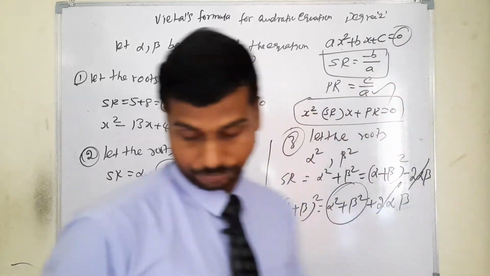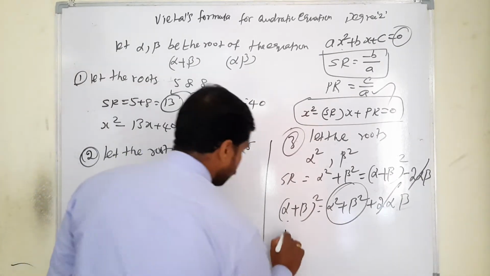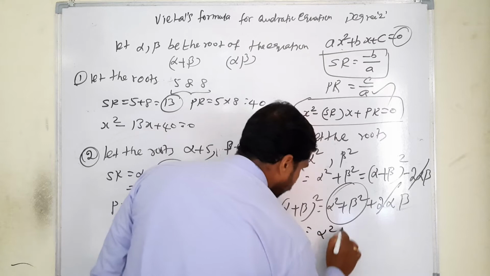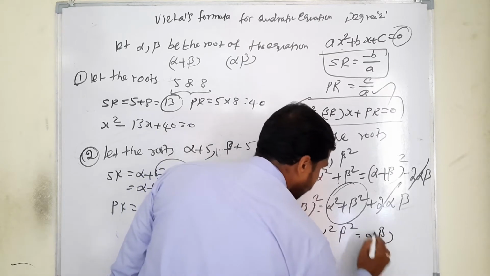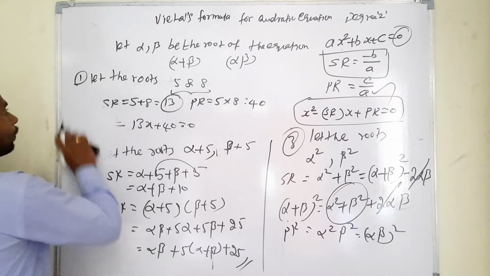The next one, this is the sum of the roots, isn't it? Then product of the roots is very simple now. So product of the roots is equal to alpha square and beta square, which means alpha beta the whole square. That's all. Okay, this is also one example. Moving to example number 4.